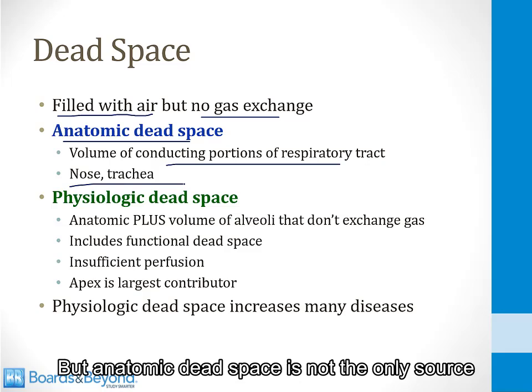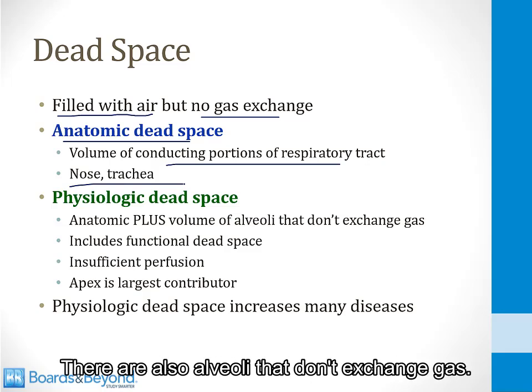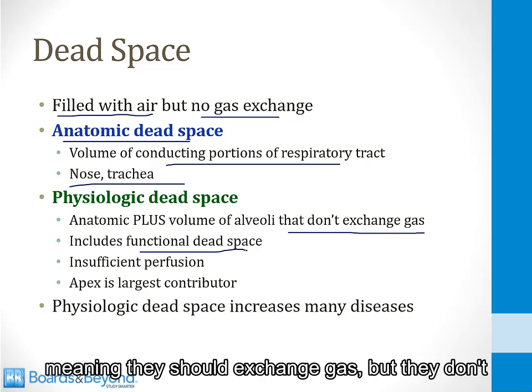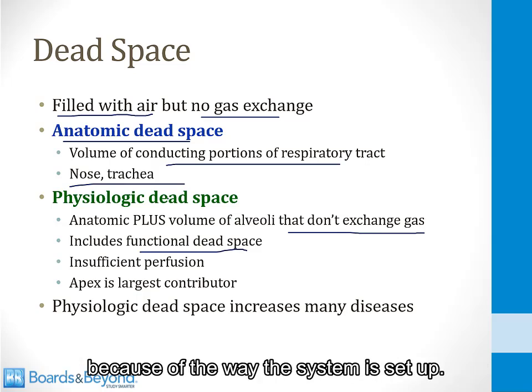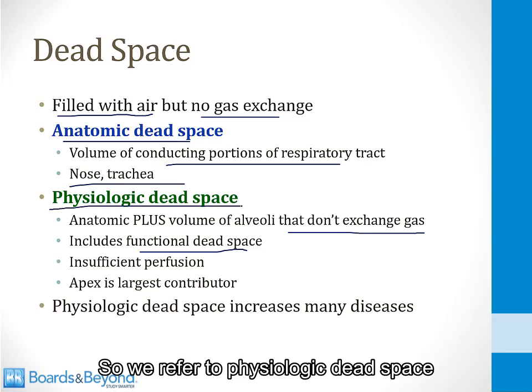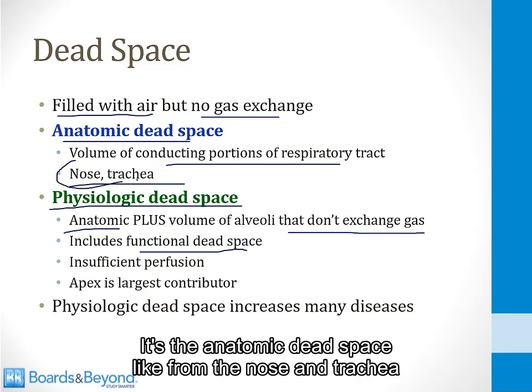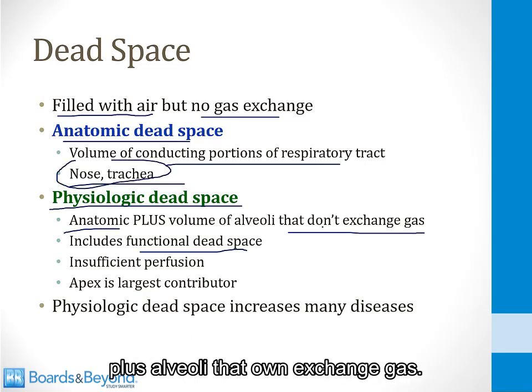But anatomic dead space is not the only source of dead space. There are also alveoli that don't exchange gas. These are functional dead space, meaning they should exchange gas, but they don't because of the way the system is set up. So we refer to physiologic dead space as the total dead space in the lungs. It's the anatomic dead space, like from the nose and trachea, plus alveoli that don't exchange gas.